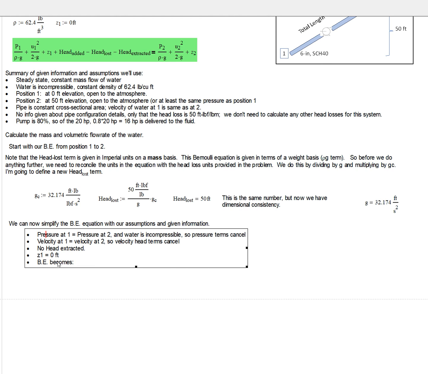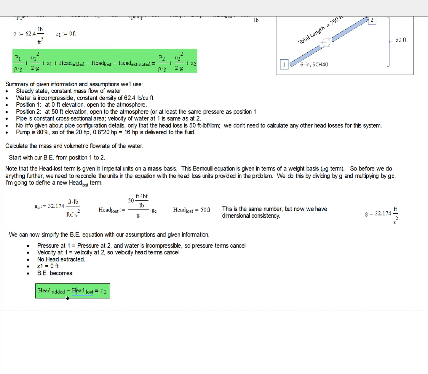I've got these simplifying assumptions written down. We can cross out terms in our Bernoulli equation, and our Bernoulli equation becomes head added minus head loss, that's the only terms left on the left hand side, is equal to Z2. And Z2 we know is 50.